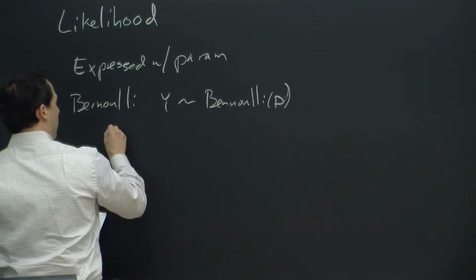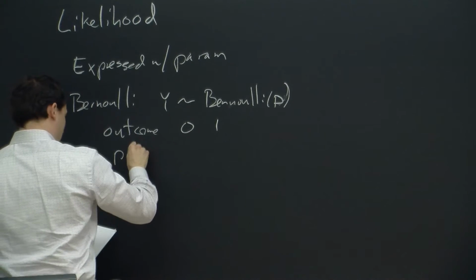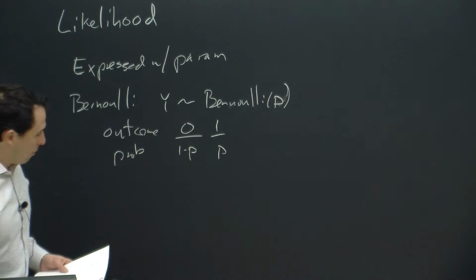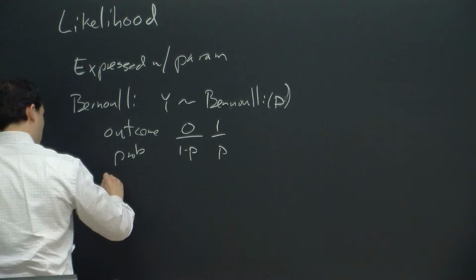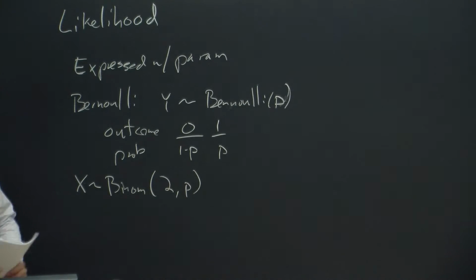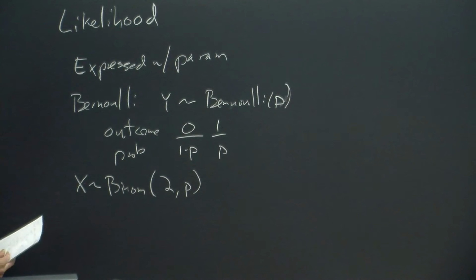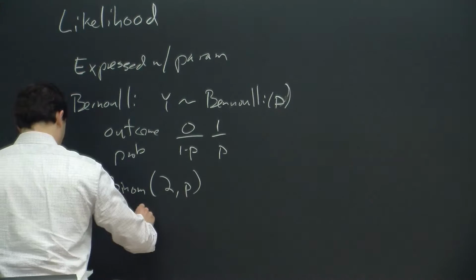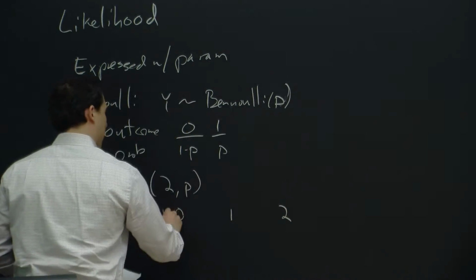So here we have two outcomes, 0 and 1, and the probability of those outcomes is 1 minus p and p. That's just the definition of our distribution. Slightly less trivially, if we let X be binomial(2, p), meaning I've thrown two darts at the board and see whether or not I hit the target, then we have three outcomes: X is 0, X is 1, or X is 2.